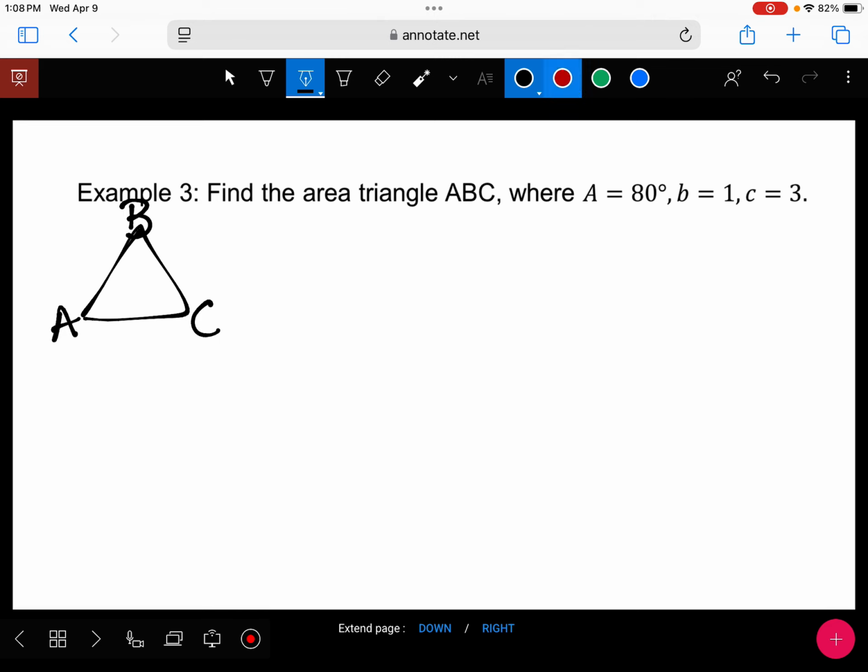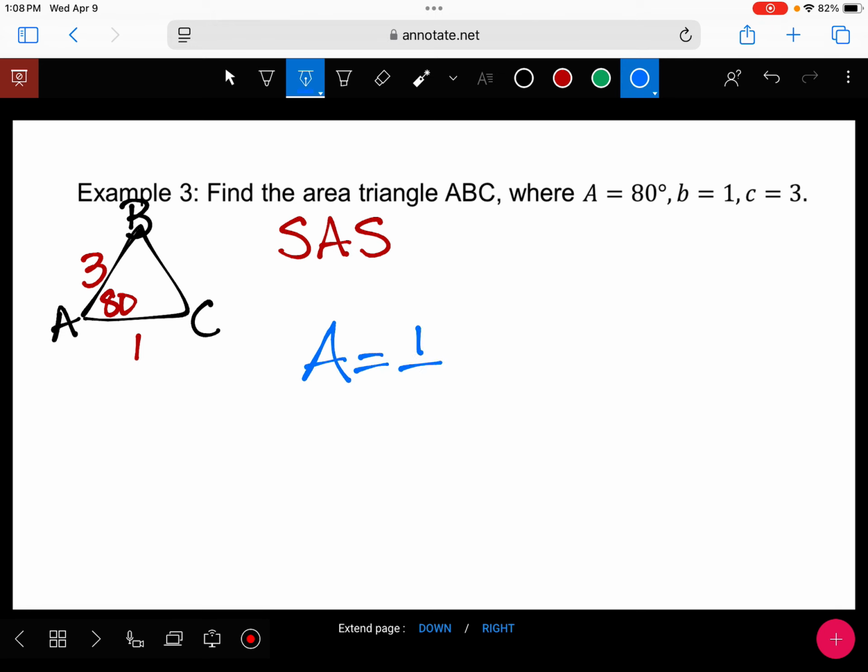I know that I have 80 degrees for my big A. Then I know little b is 1, little c is 3. So you see how this is called a side angle side. I know 2 sides and the angle in the middle. So according to the formula that you wrote down, it would be 1/2, multiply those 2 sides, and end it with the sine of the angle, which is 80 degrees. Go ahead and type that in your calculator.